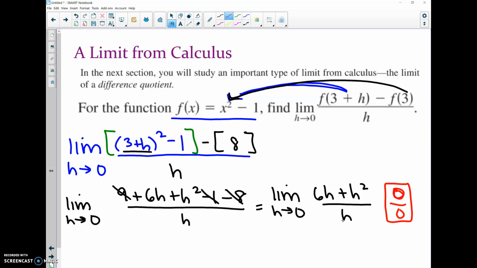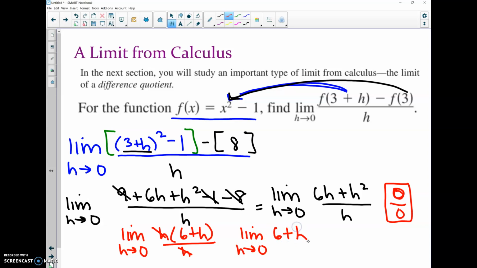So we're actually going to factor our numerator. So limit as h approaches 0 of, factor out an h, 6 plus h over h. Our h's cancel. So now we have the limit as h approaches 0 of 6 plus h. Now use direct substitution again, plug in 0 for h. So 6 plus 0. Our limit, in fact, for this difference quotient is 6. So our answer to this is 6.